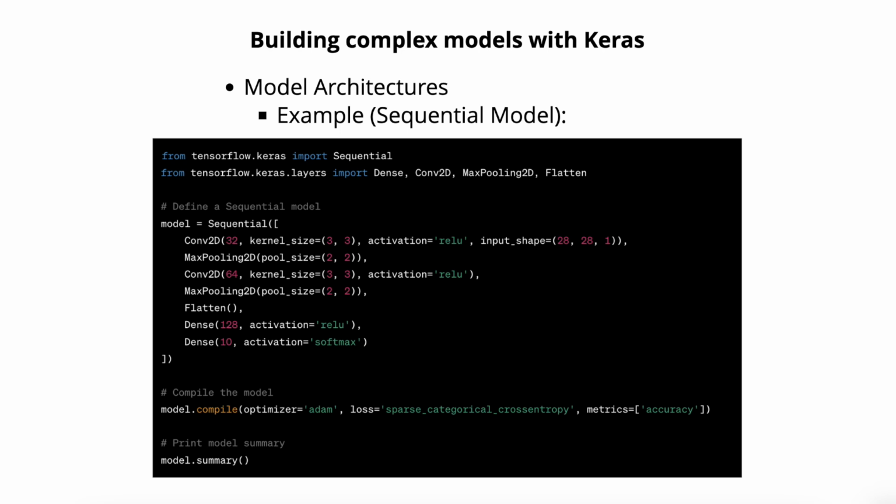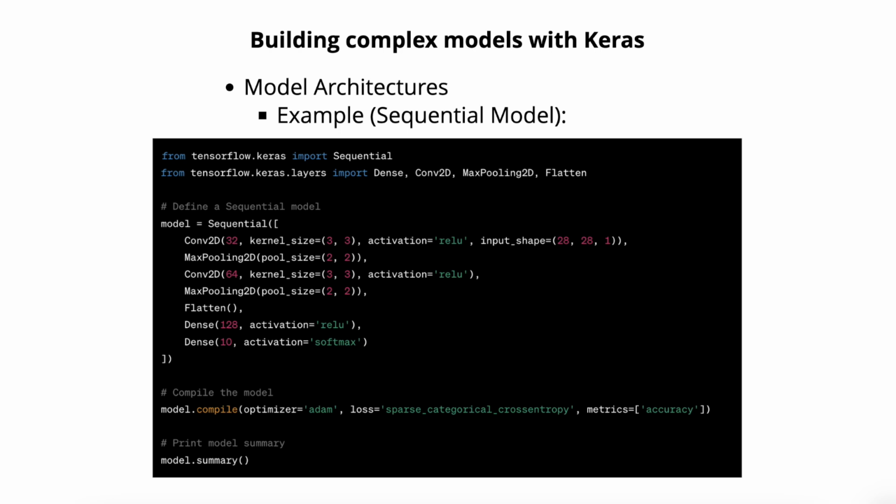The first, model architecture. Building complex models often requires designing architecture with multiple layers and connections between them. Keras allows the flexible construction of architectures using its sequential model or the functional API. Let's look at the example of a sequential model here.